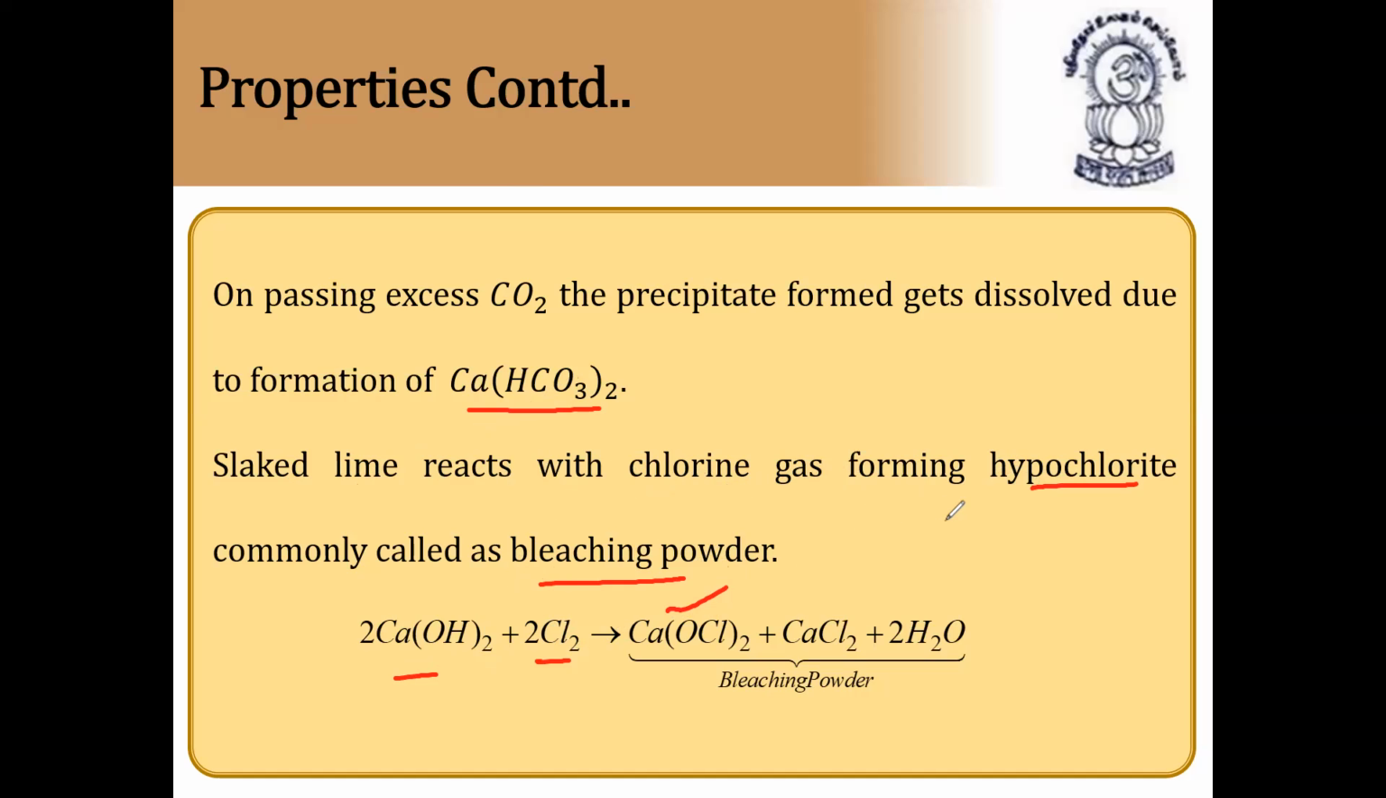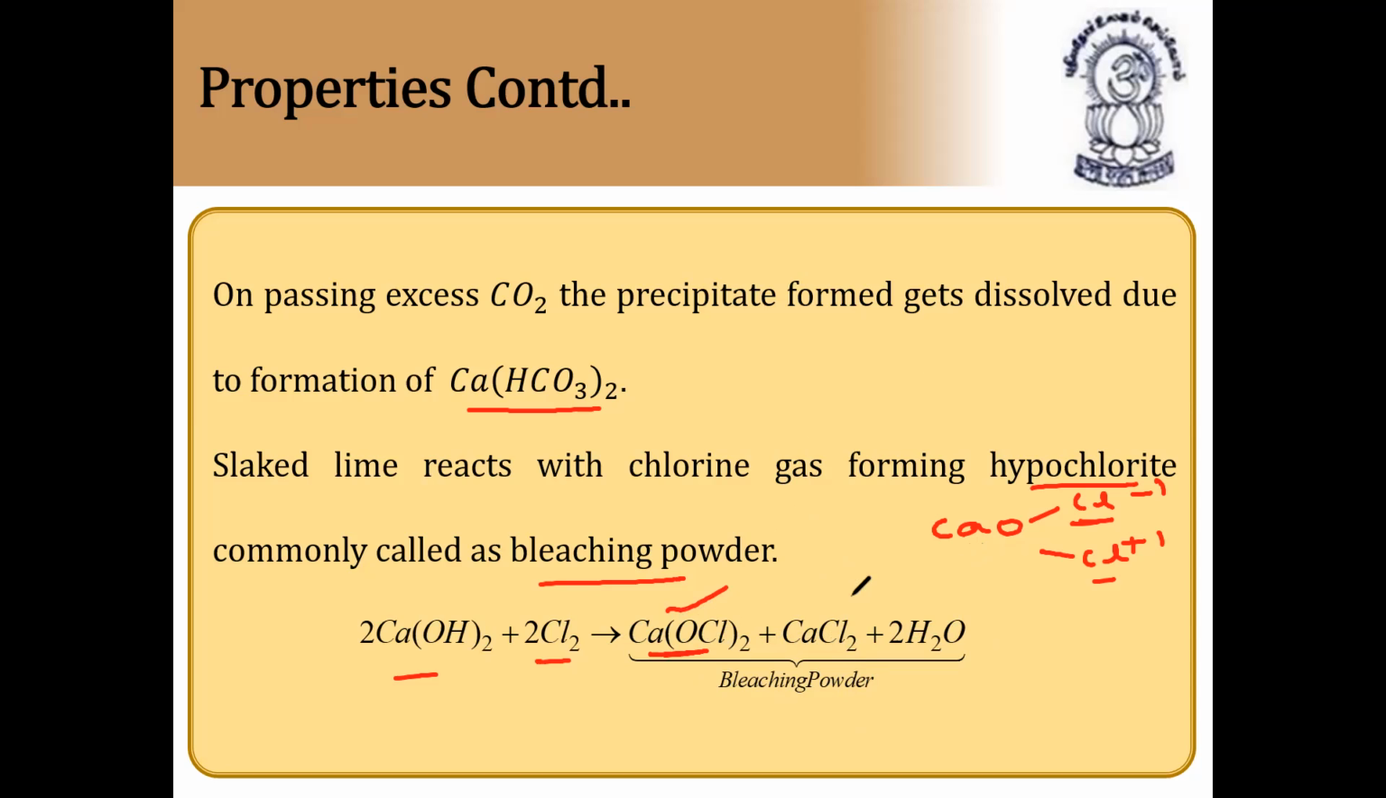In bleaching powder, we have two chlorines. What is this? Calcium oxychloride. This is one chlorine, and this is another chlorine. So the oxidation state of one chlorine is -1, and the other chlorine is +1. This they will also ask in the examination. What is the oxidation state of chlorine? The two chlorines in bleaching powder are -1 and +1 respectively. Not the total, only this is bleaching powder.